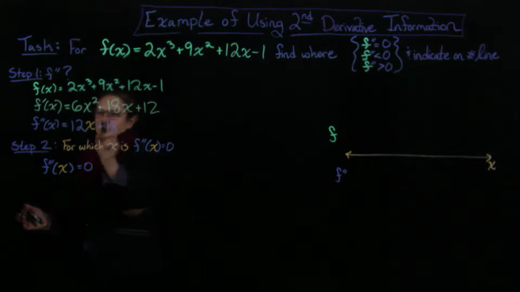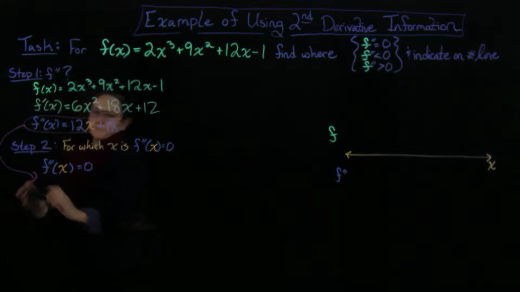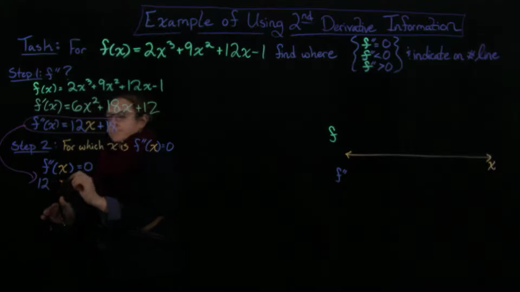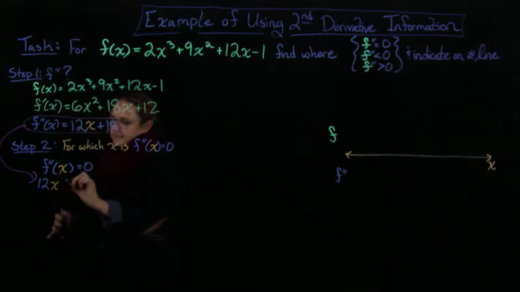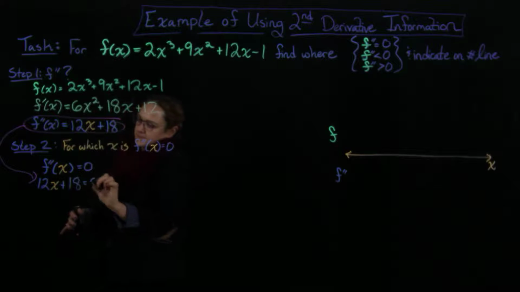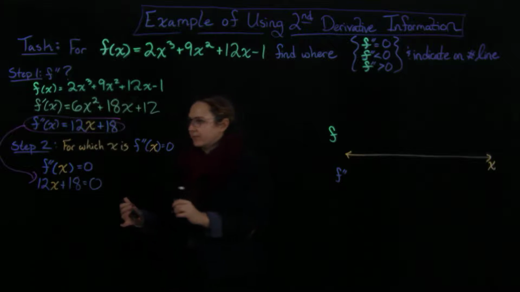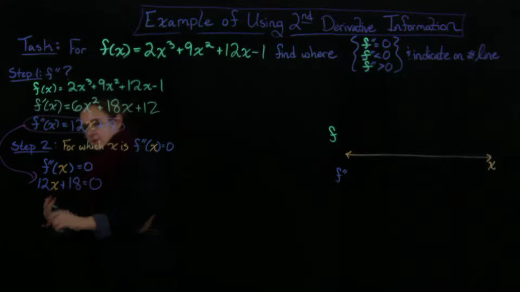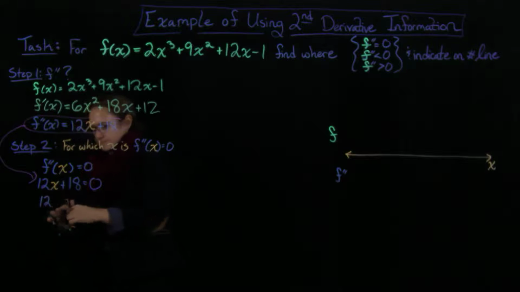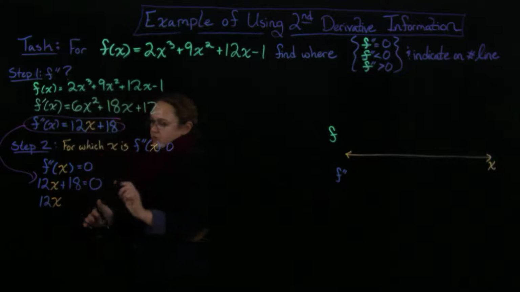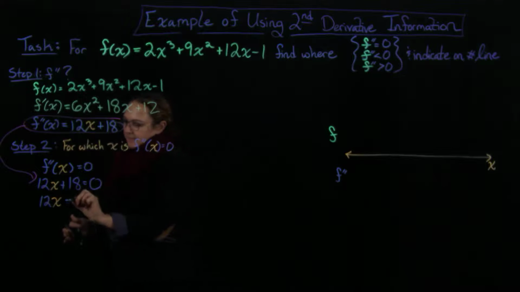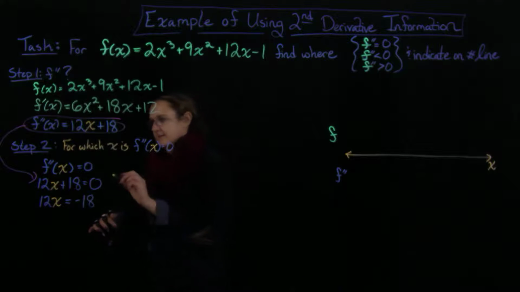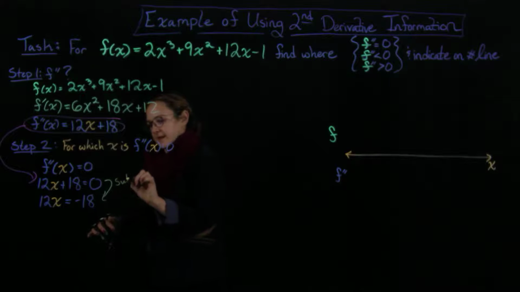So I have 12x plus 18 equals 0. Now I just need to solve for x. So I'm going to get 12x, and then I'm going to subtract 18 from both sides. So this is going to equal minus 18. So in this step, I subtracted 18 from both sides.